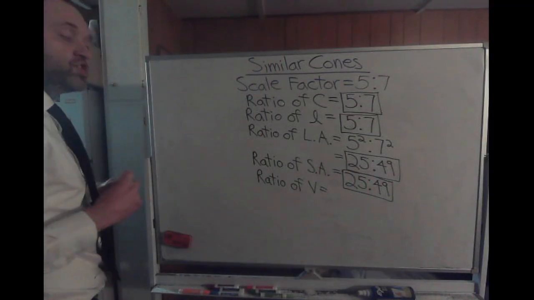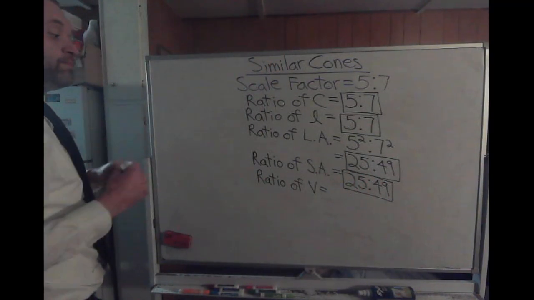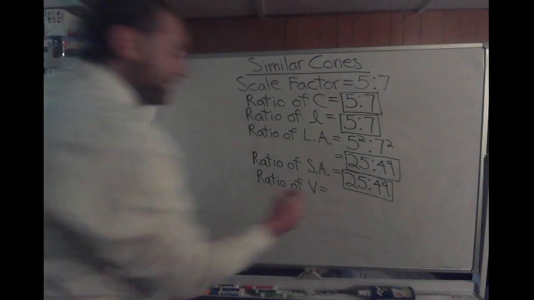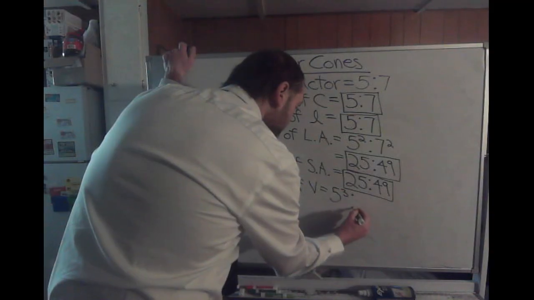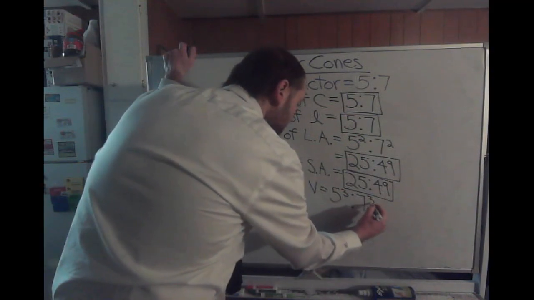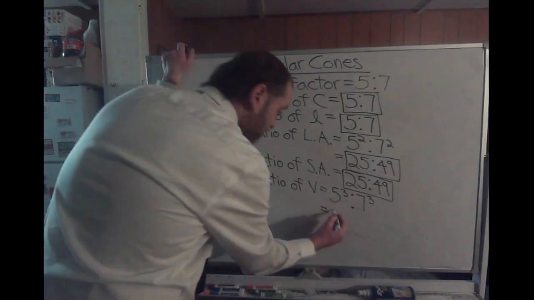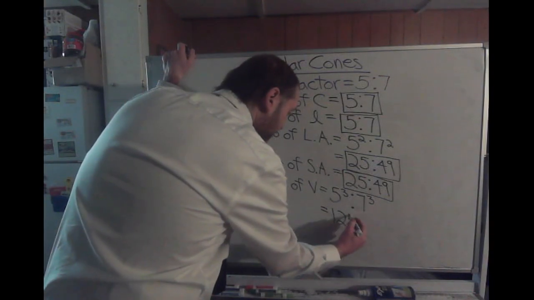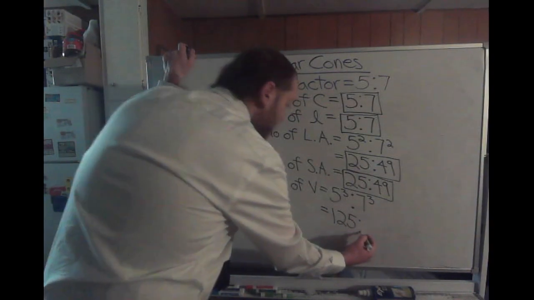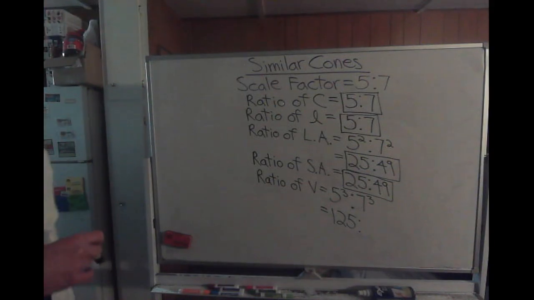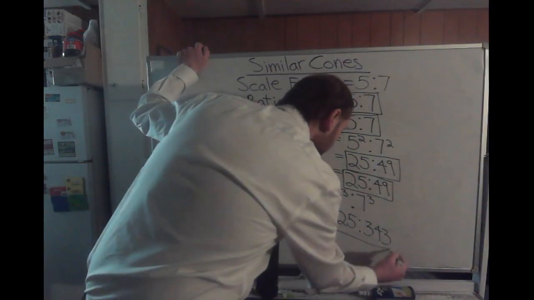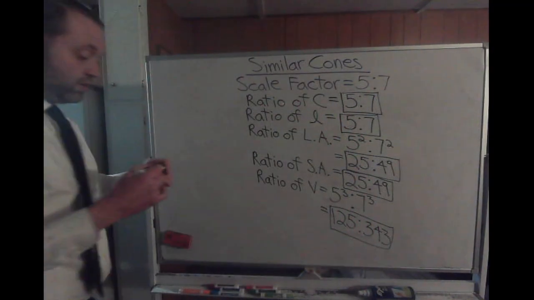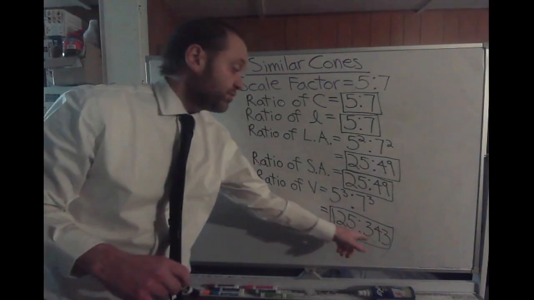Now, what about the ratio of the volumes? Well, to find the ratio of the volumes, you take each part of your scale factor, raise those to the third power. So it would be in the ratio 5 to the third to 7 to the third, which I know 5 to the third is 125, but what is 7 to the third? That'd be 343. So the ratio of volumes would be 125 to 343.